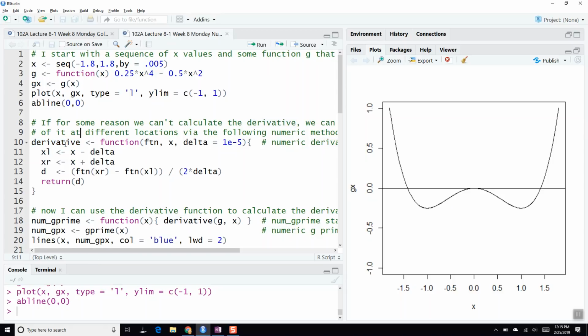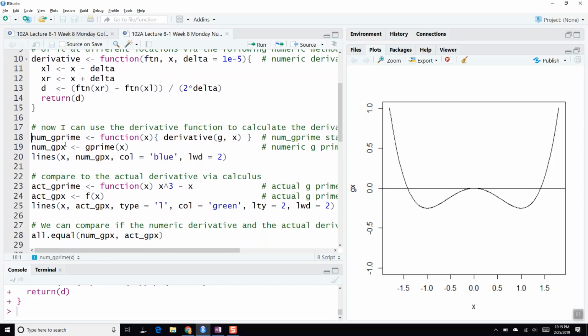All right, so anyway, here is the derivative. It's a function. What this function will take in as arguments is some function that we've written out, ftn. It's going to take in an x and then a delta, okay? And I have a default value of 1e minus 5, but you can change that to whatever you want. Then x on the left will be x minus delta, x on the right will be x plus delta, and then the derivative will just be the function of x on the right minus function of x on the left, divided by 2 times delta. So that's exactly what we discussed, and we'll try this out.